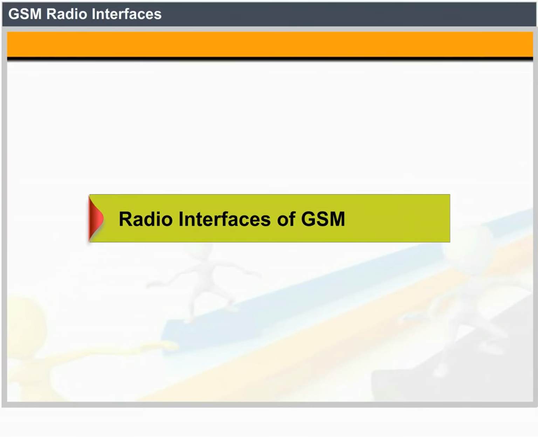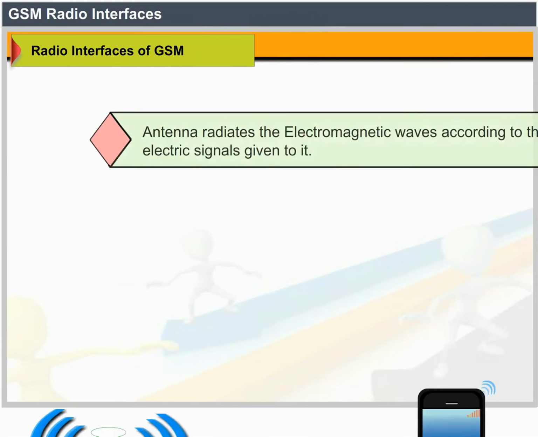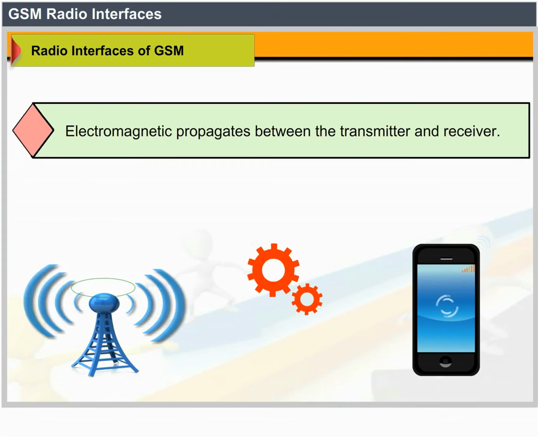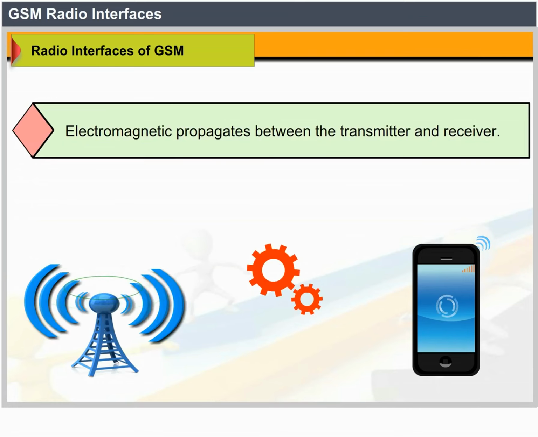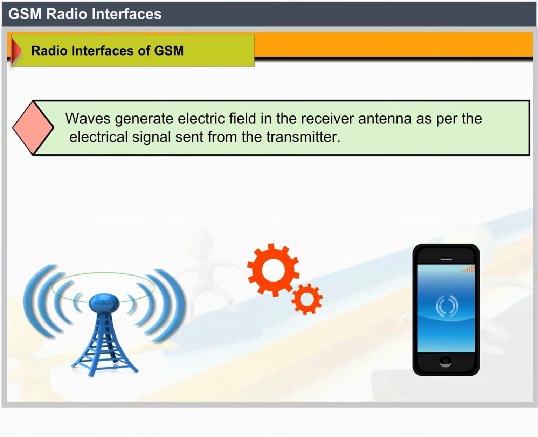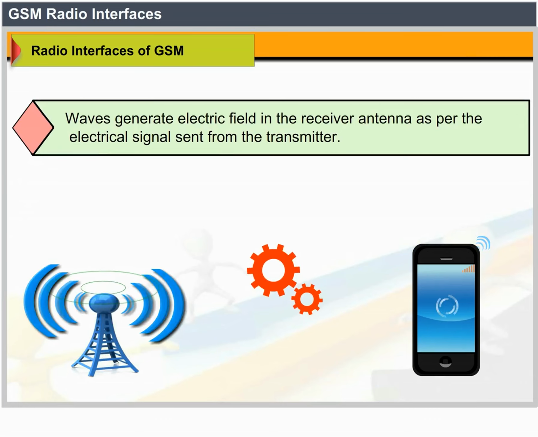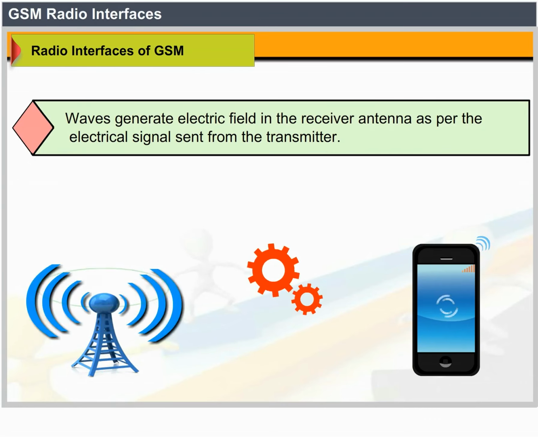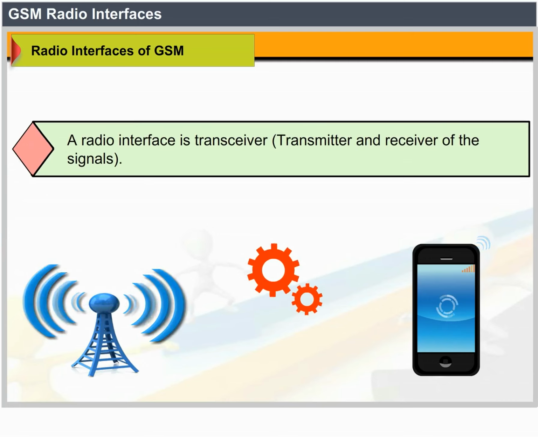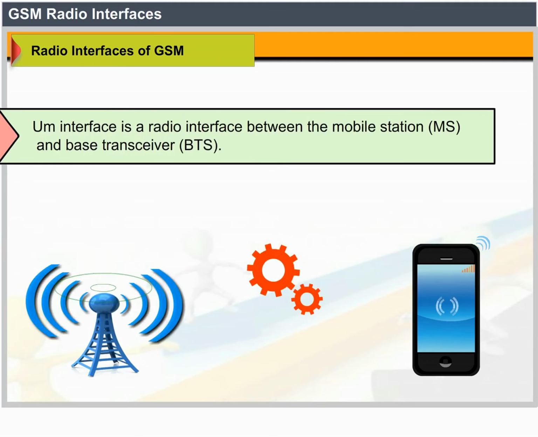Radio interfaces of GSM. An antenna radiates electromagnetic waves according to the electric signals given to it. Electromagnetic waves propagate between the transmitter and receiver. The waves generate an electric field in the receiver antenna as per the electrical signal sent from the transmitter. A radio interface is a transceiver, a transmitter and receiver of signals.